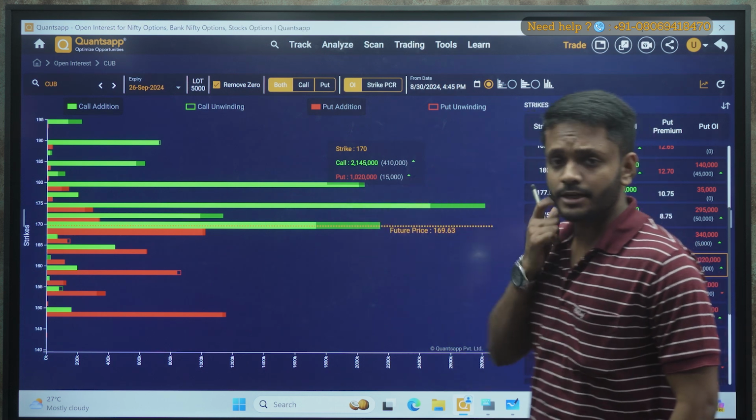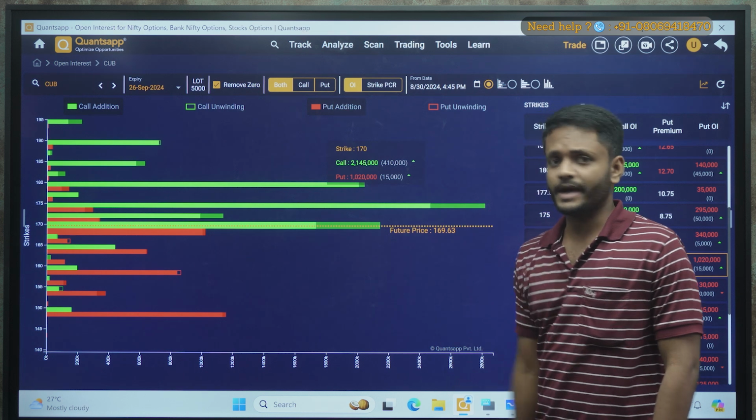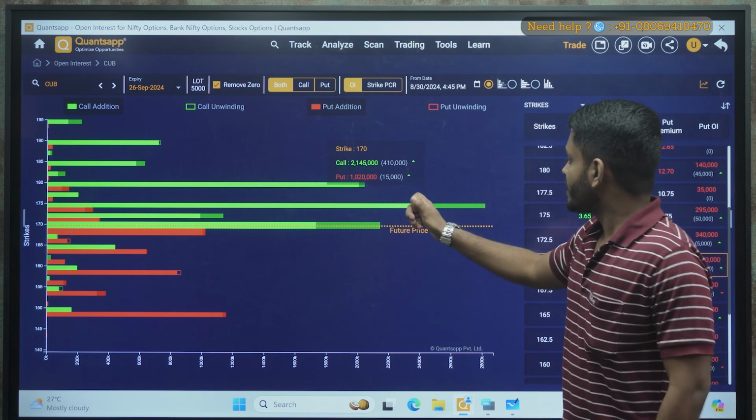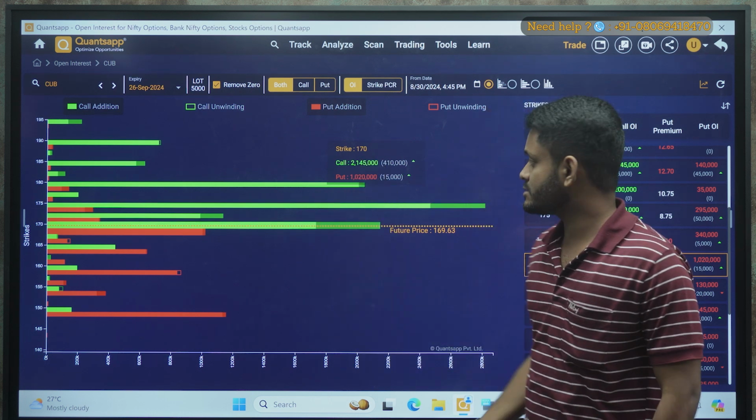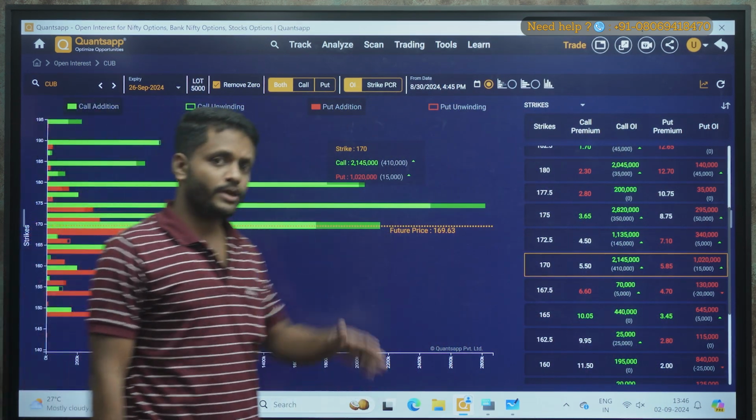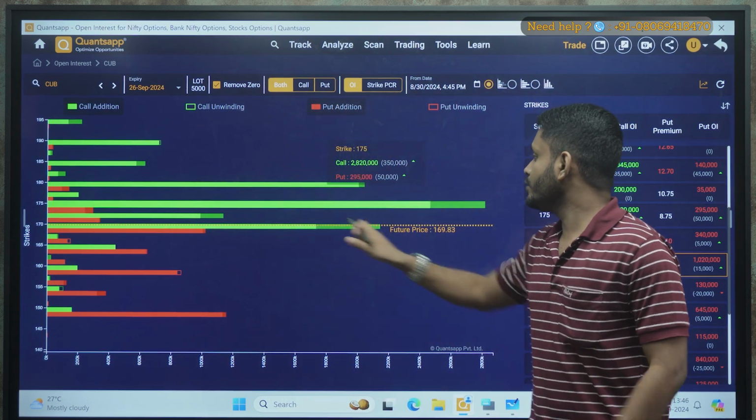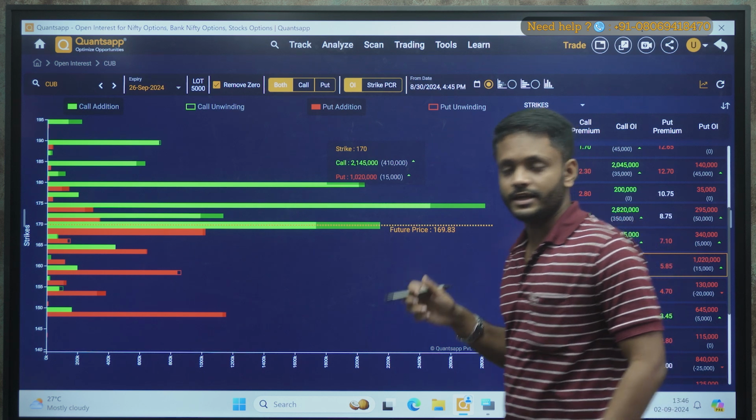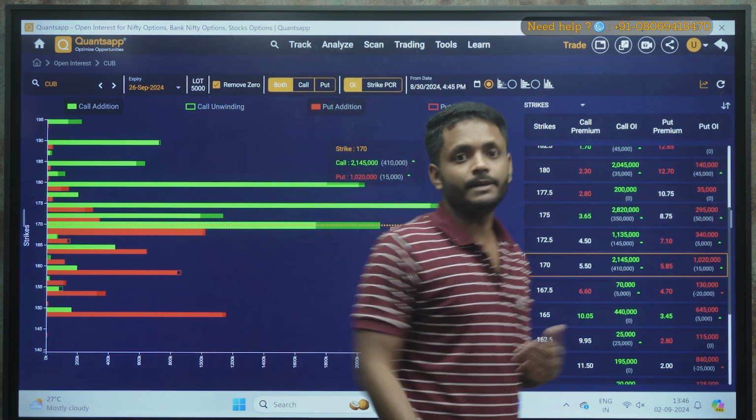And as you saw in City Union Bank, from 175 odd levels it dropped, it retraced back to the 168, 169 level, and again I can see a strong resistance at 175 and 170 as well. There is a strong call addition at these levels. So suppose City Union Bank again turns, unless and until we see some sort of unwinding over here, we are not going to take any trade just based on the technical breakouts.